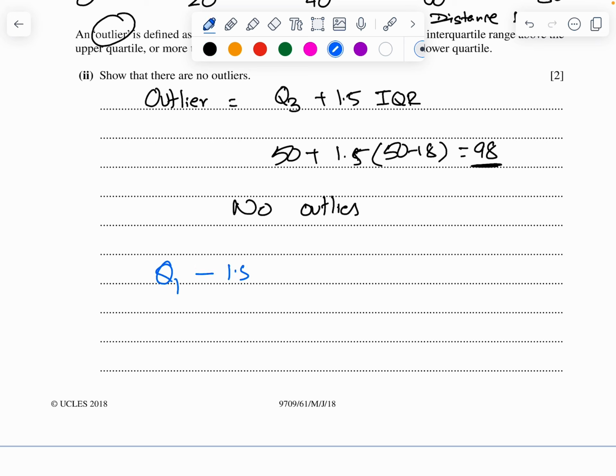Now the other outlier limit is Q1 minus 1.5 times IQR. Q1 is 18, so 18 minus 1.5 times of 50 minus 18, which is negative 30. Is there any number below negative 30? No. So there is no outlier on both sides. Outlier means over here or here. There is nothing on the right side and nothing on the left side.